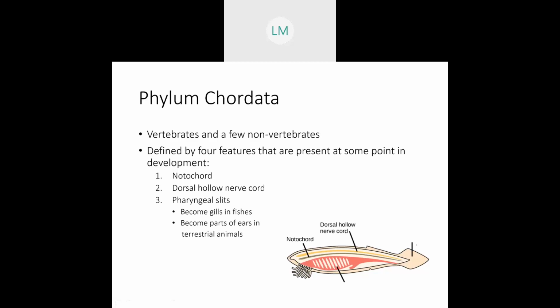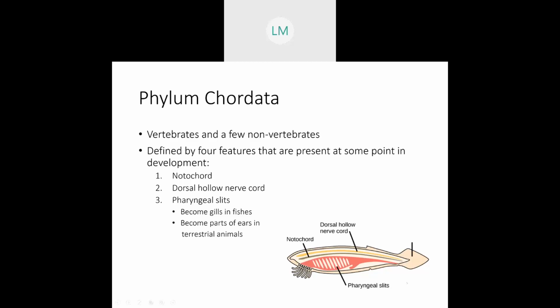Pharyngeal slits, that's the third chordate trait that we have. In fish, these are going to become the gills, but in terrestrial animals, these eventually end up becoming parts of the ears and I think the tonsils. Pharyngeal slits, that's our third trait of chordates.